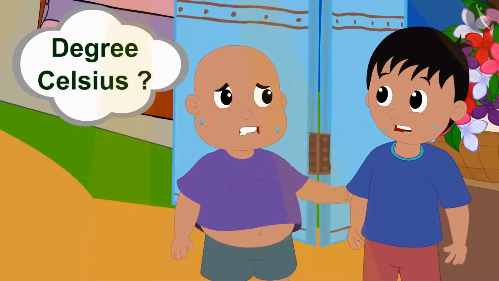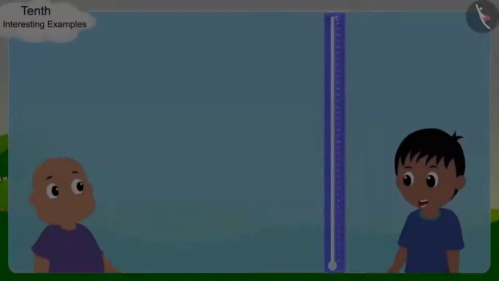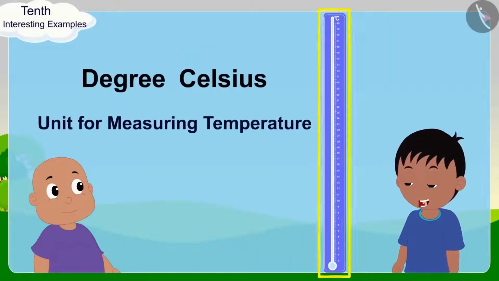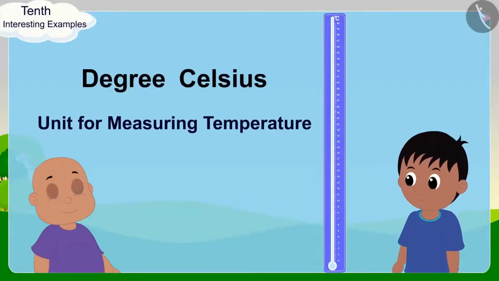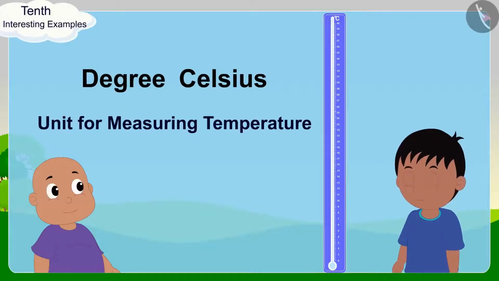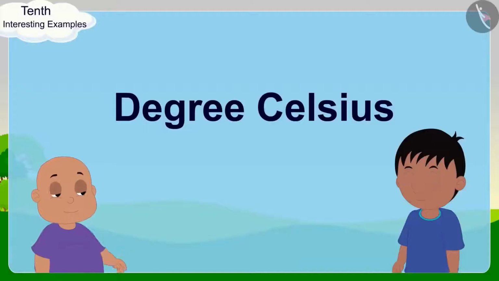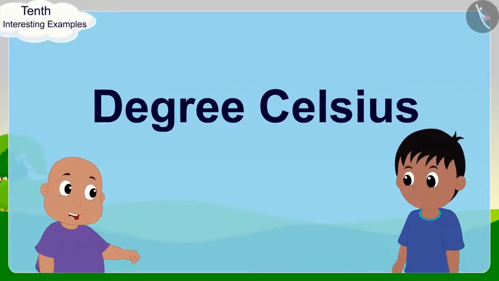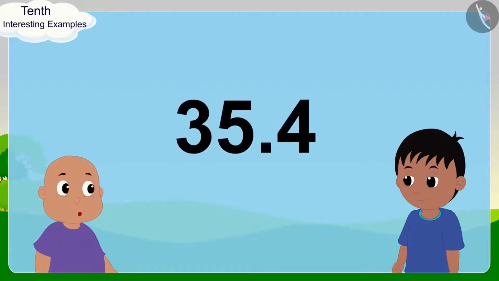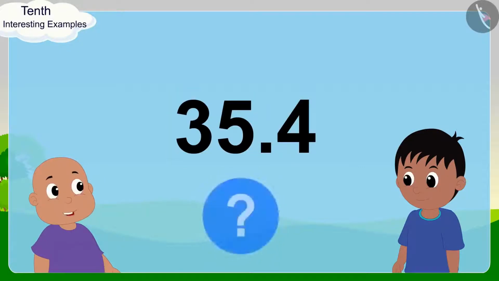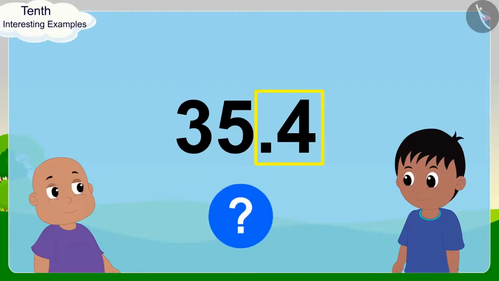What is degree Celsius, Raju? Degree Celsius is the unit for measuring temperature. Raju explained to Bablu. Okay, I understood degree Celsius. 35.4 degrees Celsius. Raju, 35 is fine, but what is this 0.4?